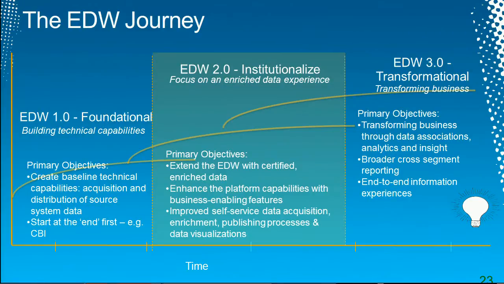3.0, so that's really transforming business through data association. So once we get all that data into our system, associating it with links, right?